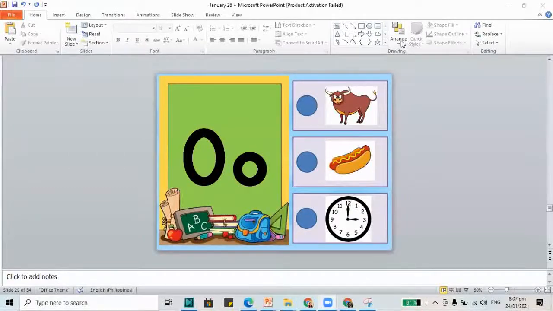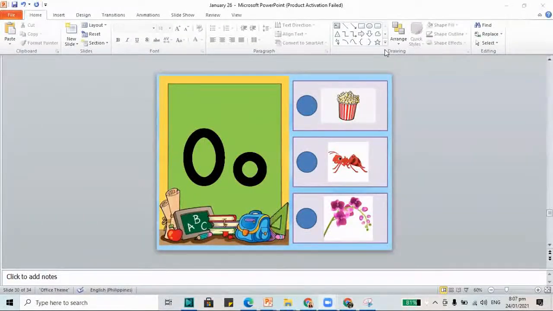How about this set? Do we check for ox? O for ox? Yes. How about hot dog? No. How about clock? No also. They don't begin with O. How about popcorn? No. Ant? No also. How about orchid? Yes, this is an orchid. It's a special flower, orchid.